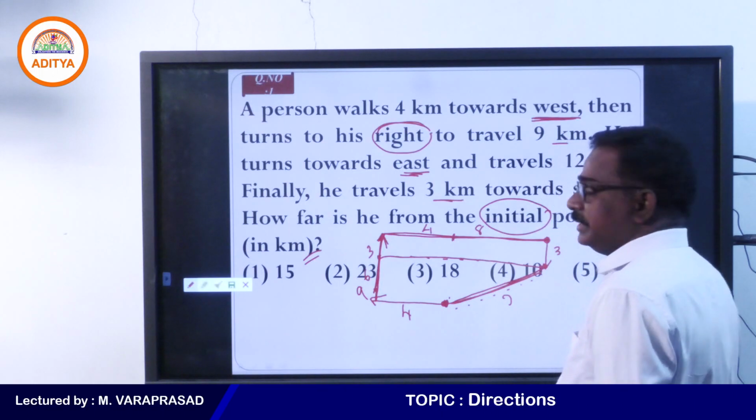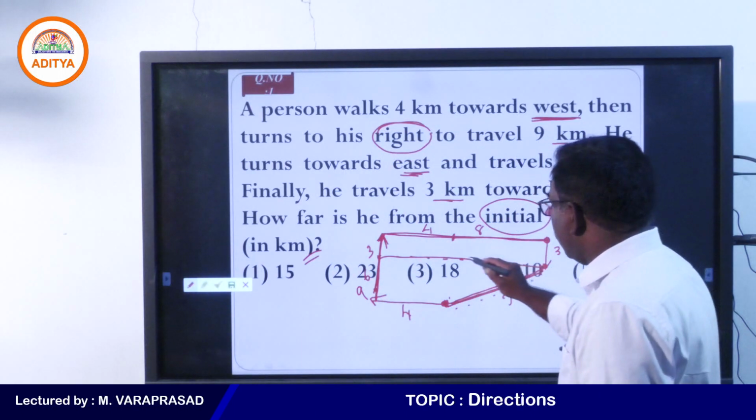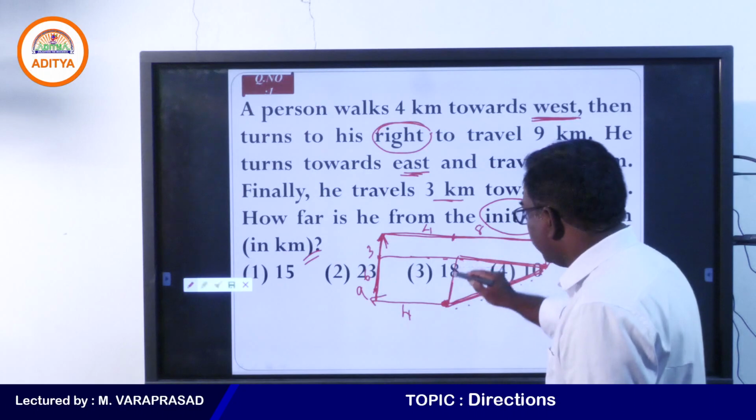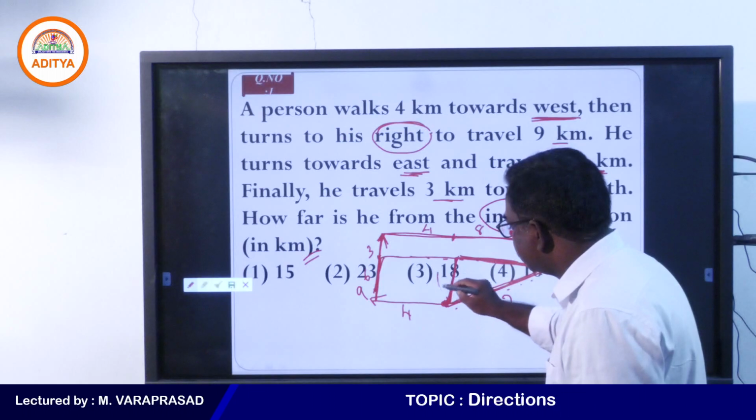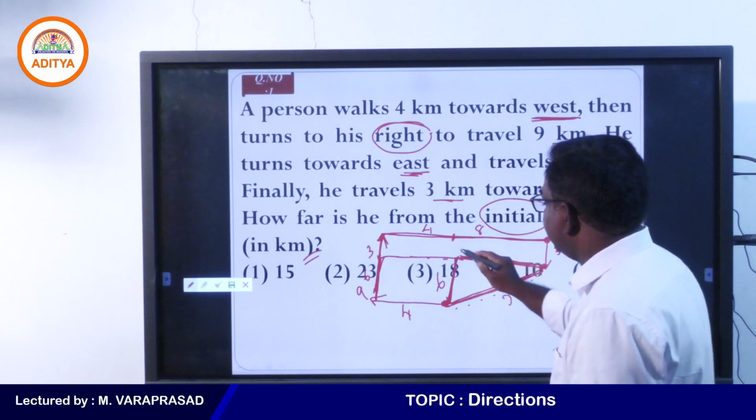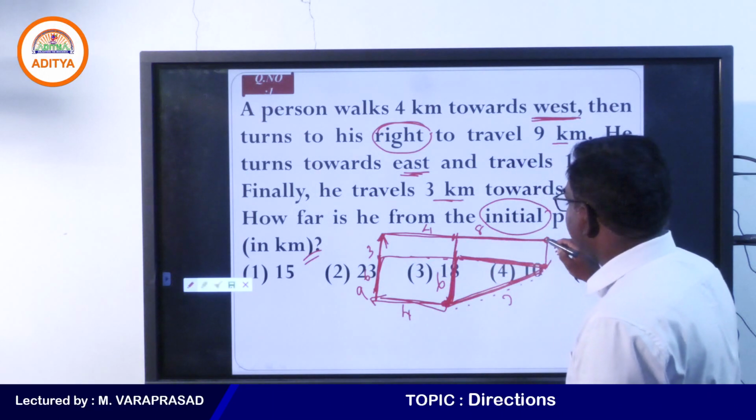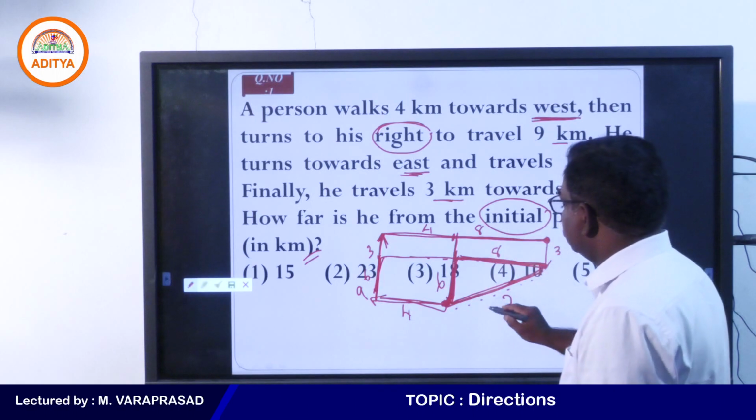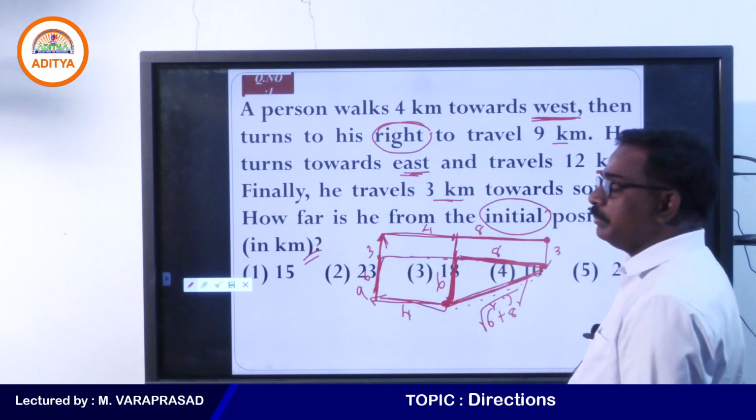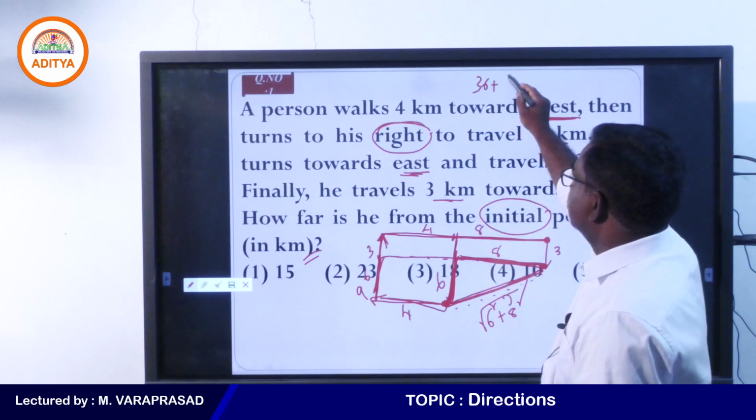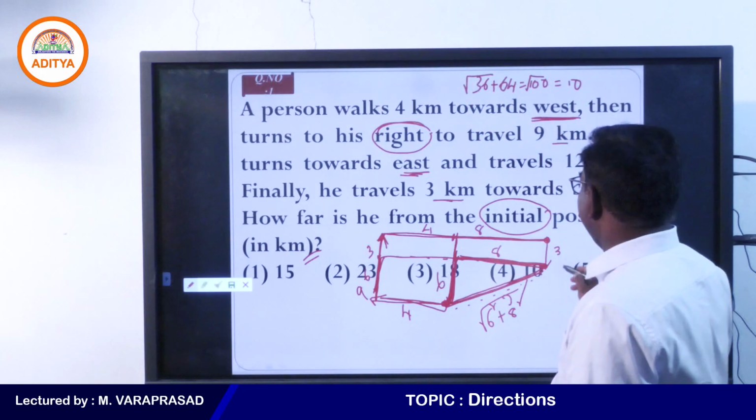How do we get this distance? We want a triangle here, the Pythagoras way. This distance is 6, so this is also 6. Up to here is 4, so the total distance here is 8, so this is also 8. So 6 square plus 8 square, 36 plus 64, that is 100. Root 100 means 10. So answer 10 is correct.